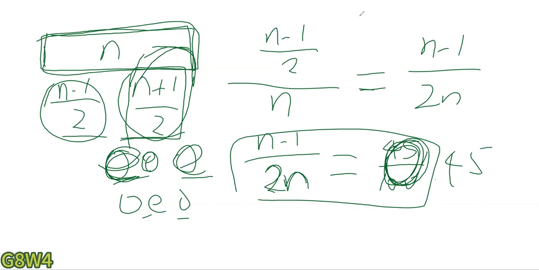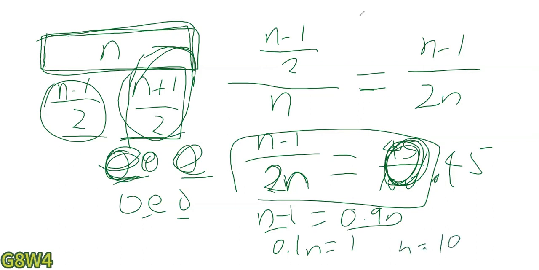So we have 2n times 0.45. So n minus 1 equals 2n times 0.45, which is 0.9n. And if we have 0.9n and n minus 1, then if we subtract 0.9n on each side and add 1 on each side, we get 0.1n equals 1. So n equals 10. So if n equals 10, then that means it's an even number of numbers in here.